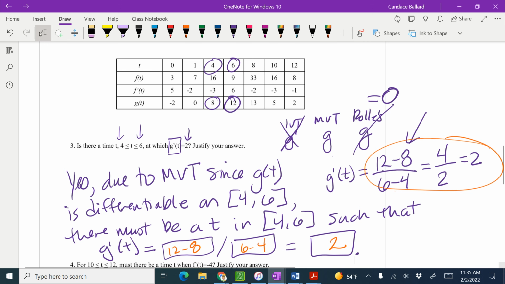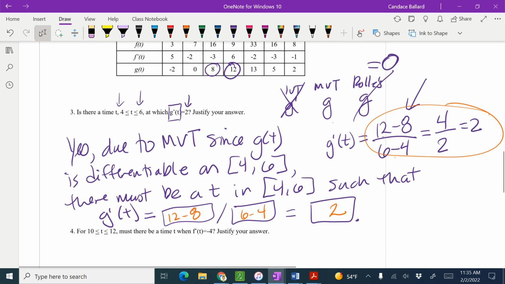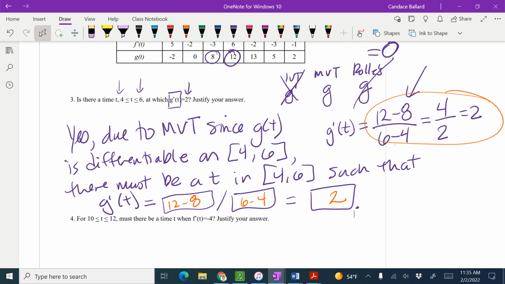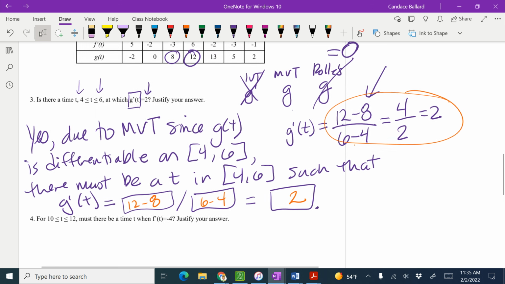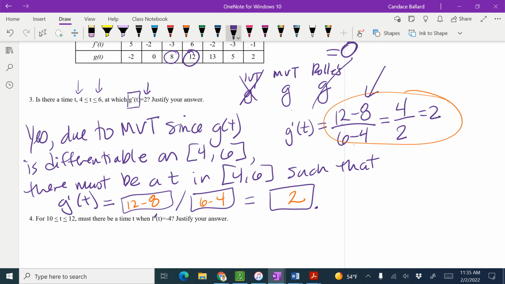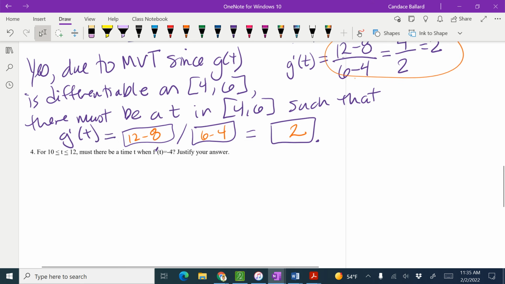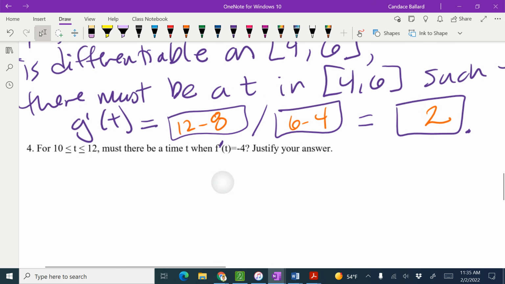Okay, let's see what we got next. We got one more there. What I want you to do, I think that is an F prime, so it's a single prime. I want you to take a minute and see how far you can get in about a minute or two with number 4. Try it on your own.